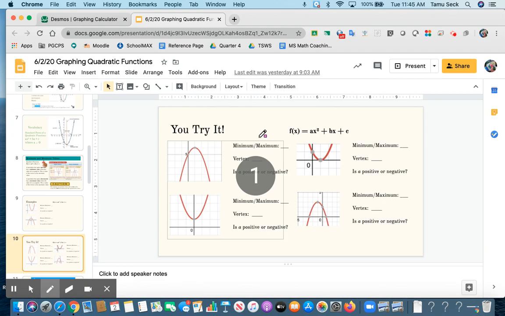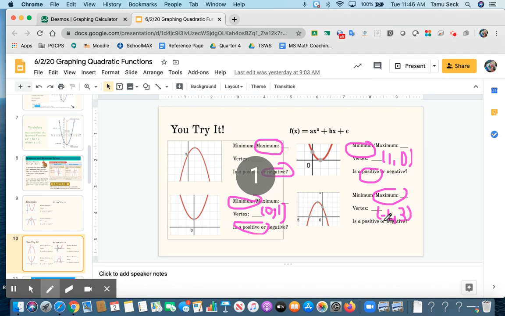Okay, so this is a maximum, and a is negative because it's concave down. This is a minimum, and a is positive because it's concave up, and the vertex is at 0, 1. This one is a minimum because it's concave up, and the vertex is at 1, 0. And a is positive because it's concave up. And then this is a maximum. The vertex is at negative 1, 3. And a is negative because it's concave down.